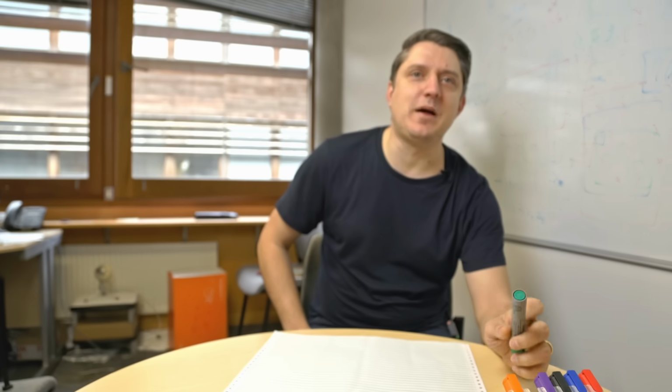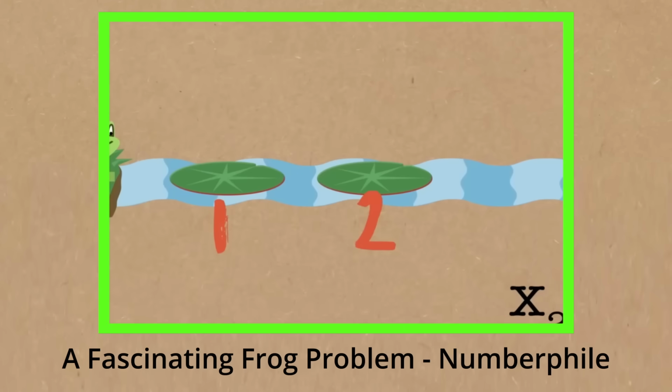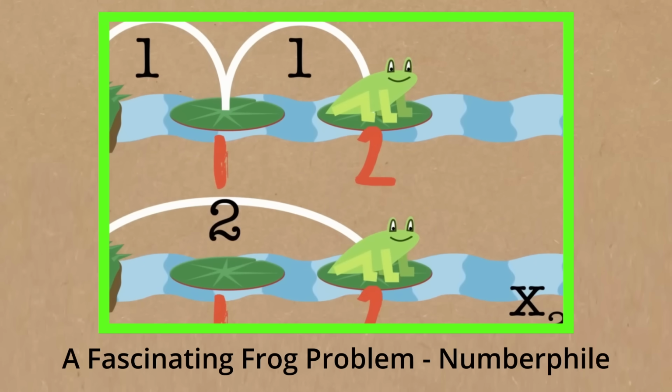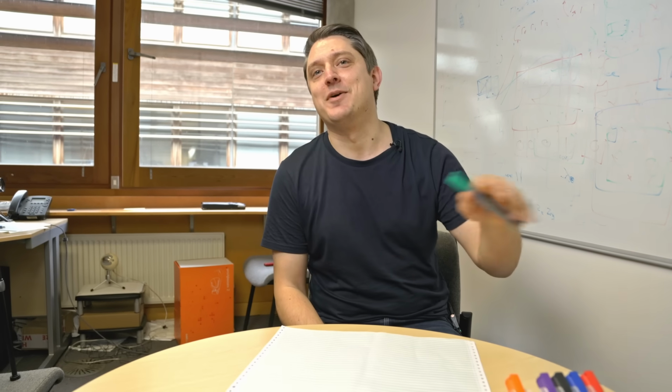So there was a lovely Numberphile video on frog hopping. Now, if we have 2 lily pads, we could go 1 and then 1, or we could go 2. Which is a problem I've come across before, but it's always nice to see the mathematical derivation of this. Note that there won't be any such things in this video. I'm going to program it.